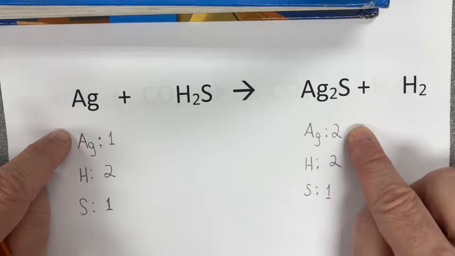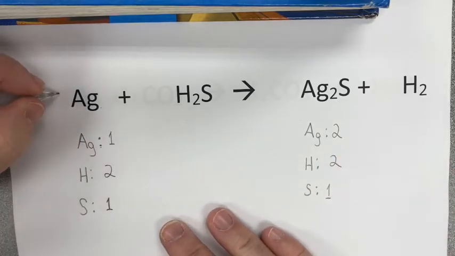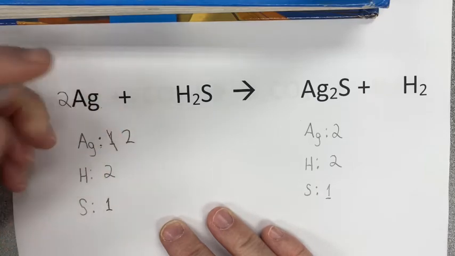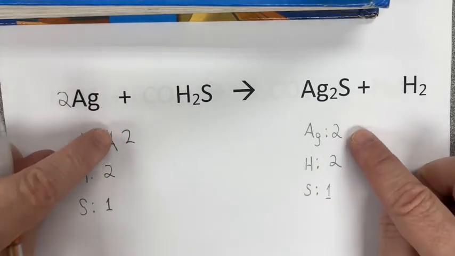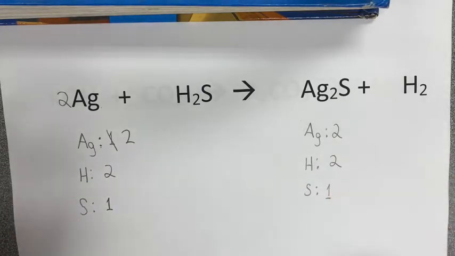So how are we going to change that? Well, since silver is the only thing out of balance, we're just going to put a 2 here, right? And then we're going to see that's going to be a 2 now. Now we've got 2, 2, and 1. We balance that whole thing by putting a 2 there. Sometimes they literally are that easy. All right, let's try one that's a little more difficult.